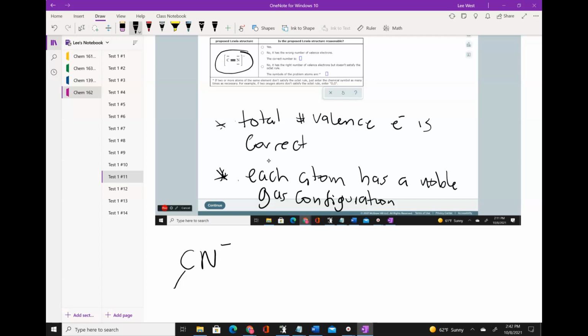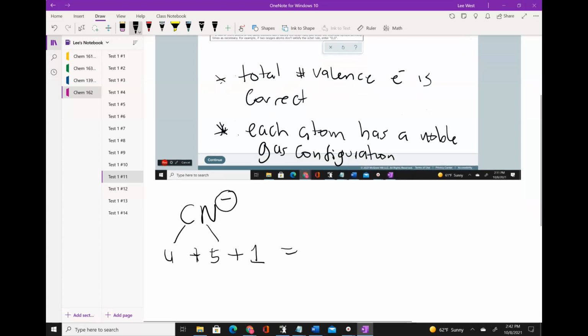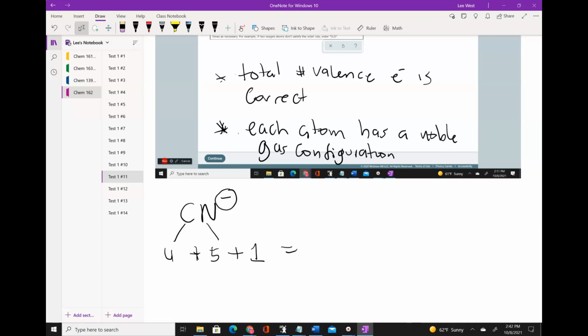So carbon is in group 4A, so it contributes 4 electrons. Nitrogen is in group 5A, so it contributes 5 electrons. And then we've got 1 negative charge, so we have to add in an electron for that. So for polyatomic ions, you add in 1 electron for every negative charge, and you subtract 1 electron for every positive charge. So that means we've got 10 electrons total.